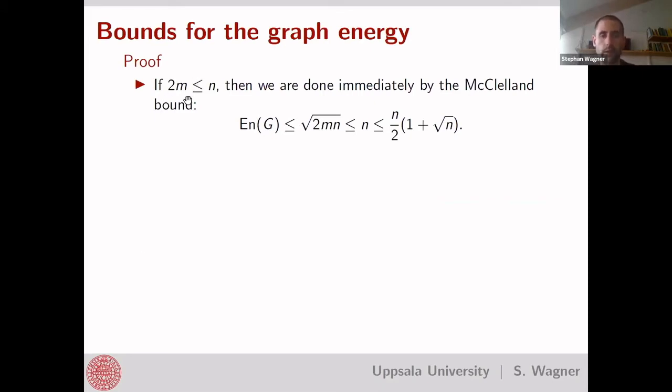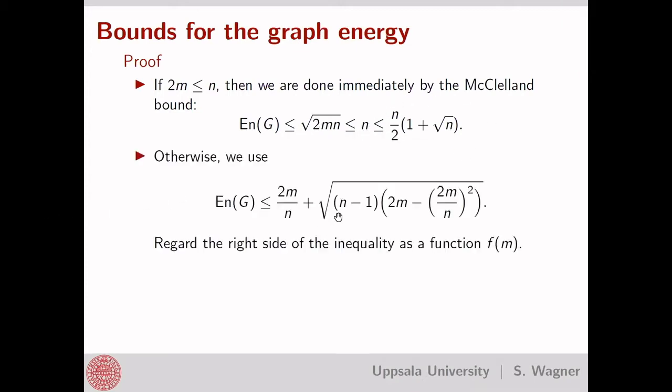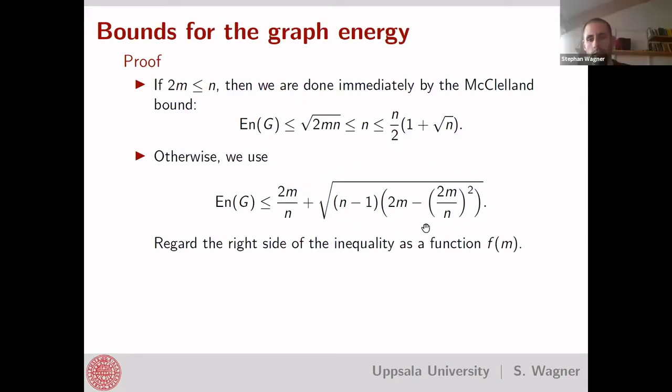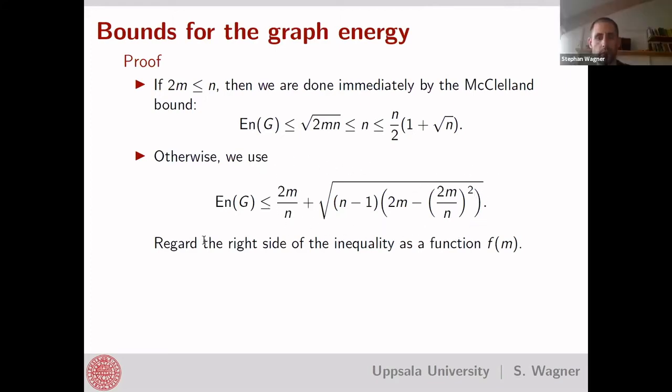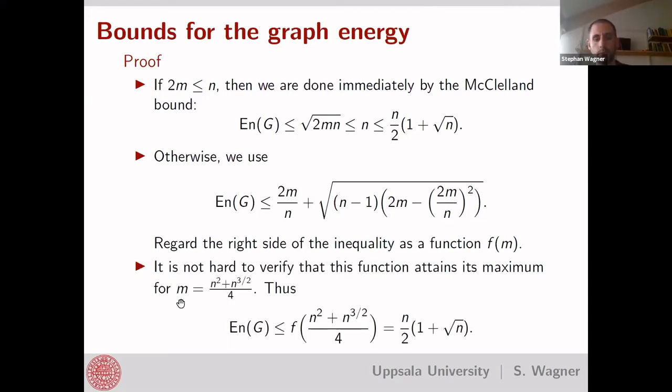If 2m is less than or equal to n, then we can use the McClelland bound. Then the 2m here can be replaced by n, and n is less than or equal to this, so we're done. And in the other case, we use some calculus again. We consider this as a function of m and look at when it is maximal. When is this largest in terms of m? And it turns out that the maximum is for a very specific value of m, which is n squared plus n to the 3 halves over 4. And then you plug that in and find the upper bound.